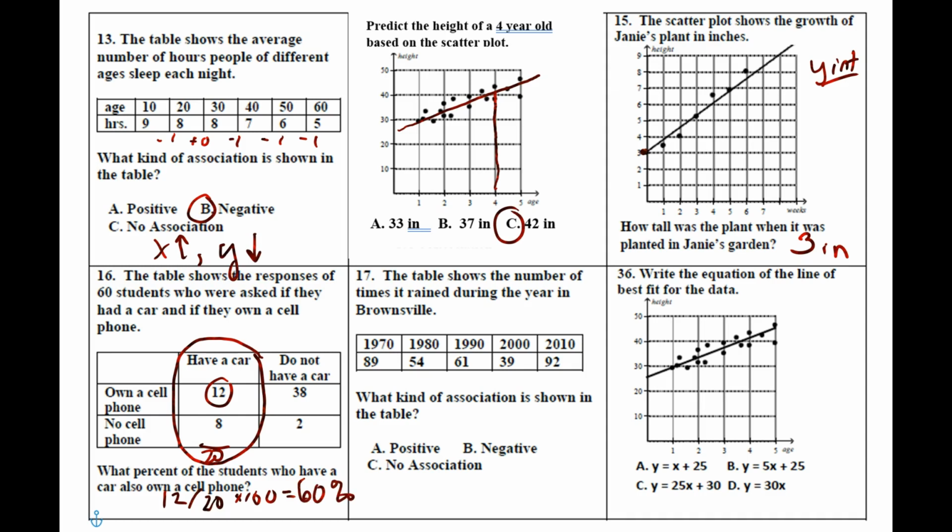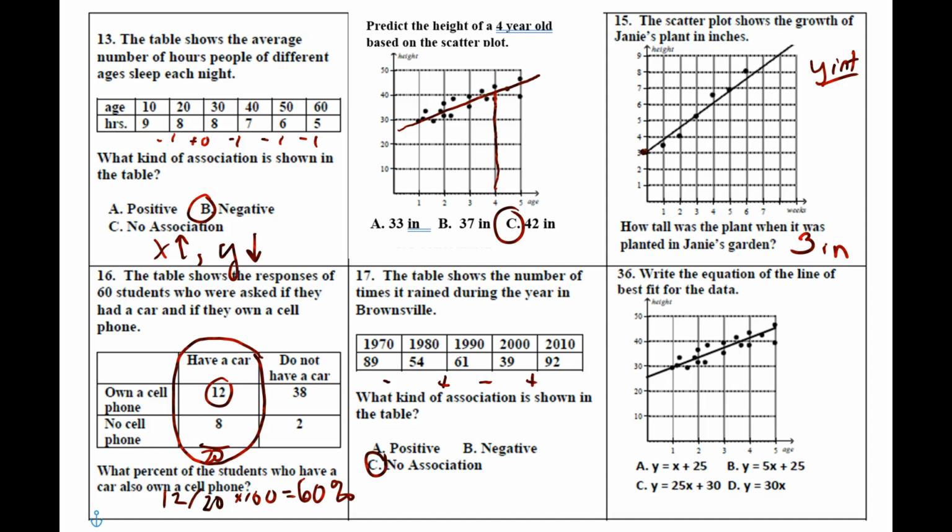Table shows the number of times it rained during the year. What kind of association is shown in the table? All right, are we in least to greatest? Yep, 1970, 98, 98. Yep. So we are subtracting, then we're adding, then we're subtracting, and then we're adding. Well, clearly there is a pattern, but too bad it's not something that as x increases, you go up and down, up and down. That means no association.